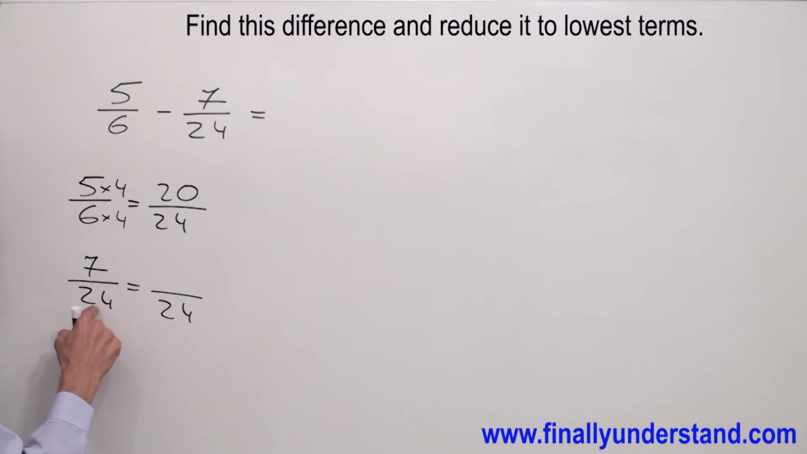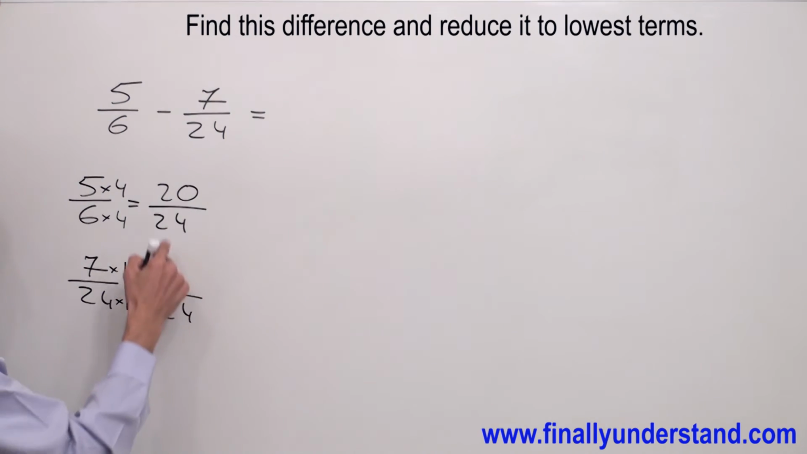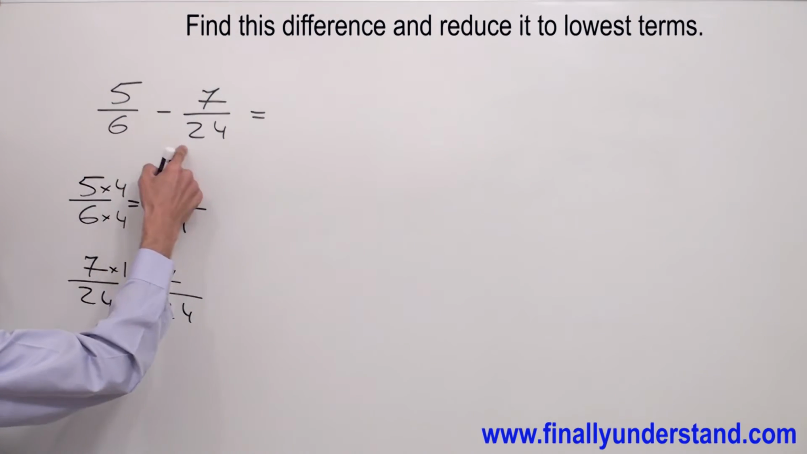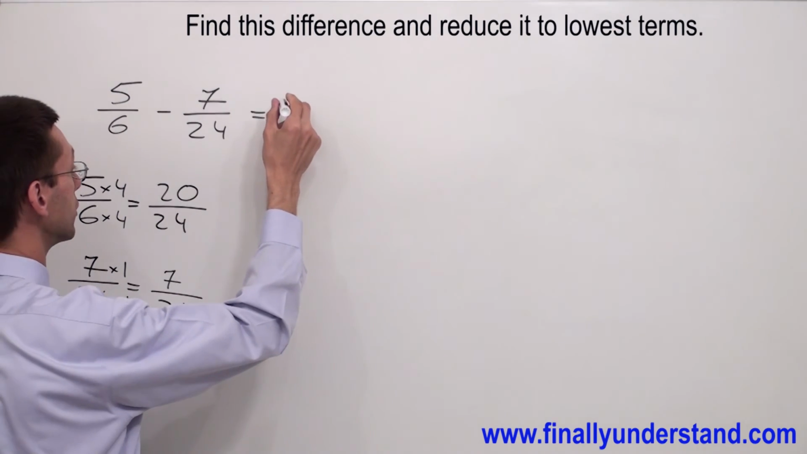Next, by what number do I have to multiply 24 to get 24? Times 1. 24 times 1 gives me 24. Whatever I did in the denominator, I have to do also in the numerator. 7 times 1 gives me 7. I found the equivalent fractions to these fractions. Let me copy them into my equation.